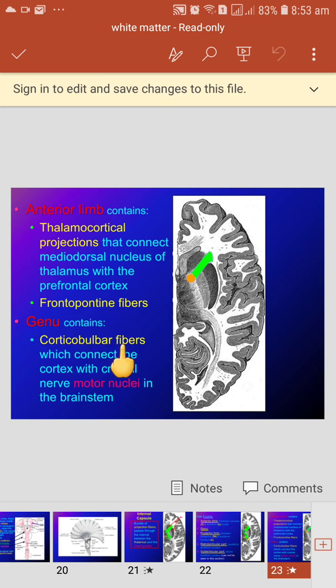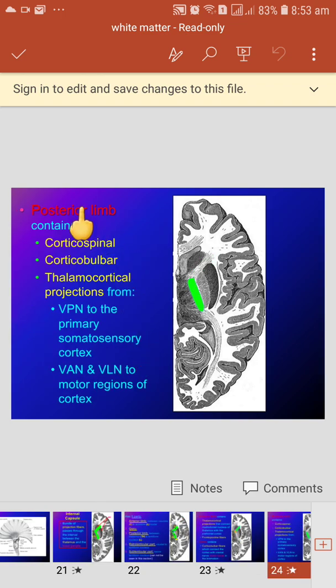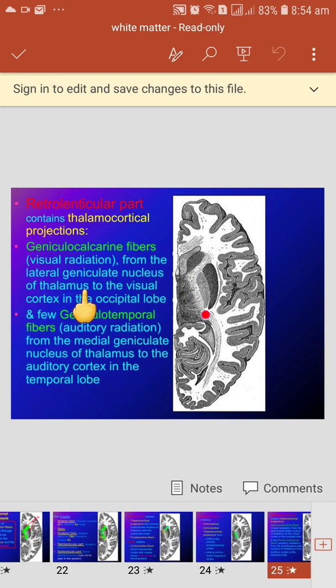Then in the genu are the corticobulbar fibers, and in the posterior limb there are the corticospinal, corticobulbar and thalamocortical projection fibers. These are mainly from the VPN nucleus to the primary somatosensory cortex, and VAN and VLN to the motor regions of the cortex. You can just remember the names of these fibers: corticospinal, corticobulbar and thalamocortical projection fibers. This would be enough, I think.